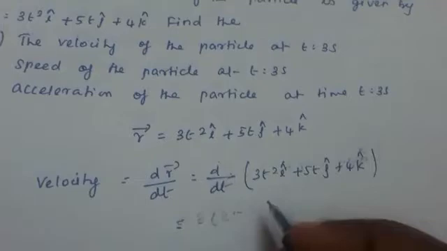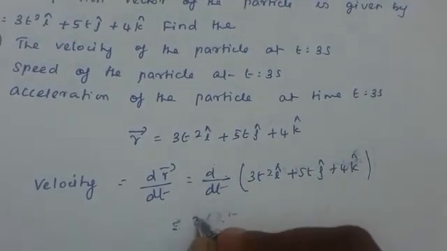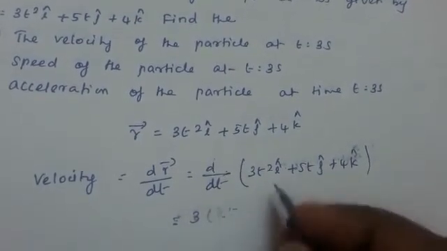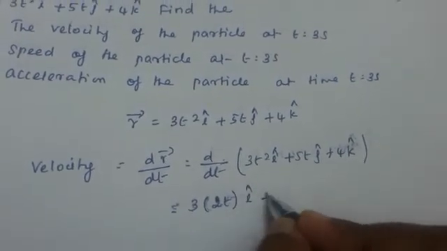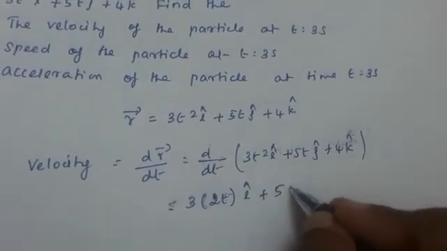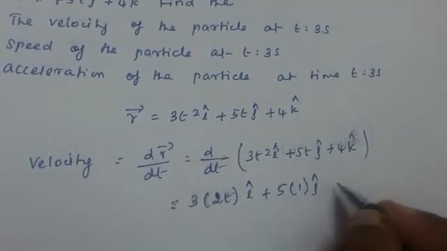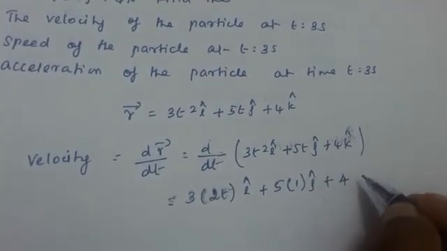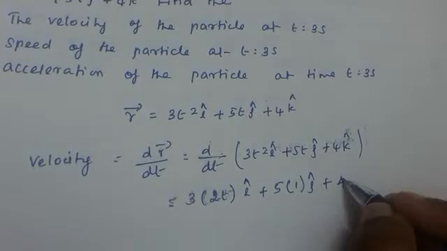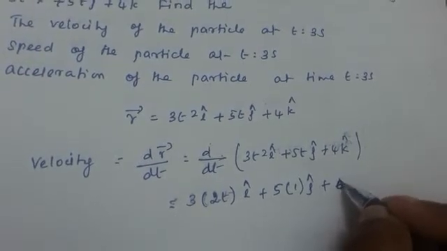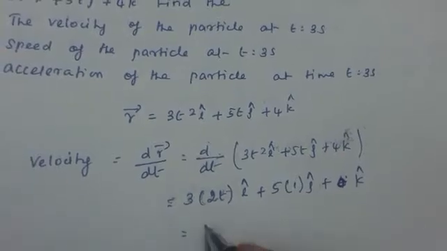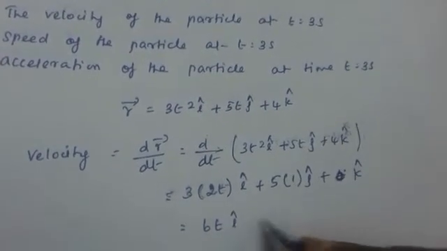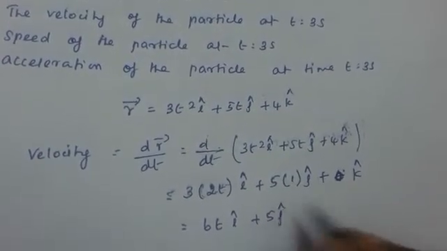Now we are going to differentiate. Differentiation of 3 is a constant, so we can write it. Differentiation of t square is 2t, so 2t into i vector plus 5 into differentiation of t is 1, 1 into j vector plus 4 into, differentiation of 4 is a constant, so it is 0, 0 k vector. So this can be written as 6t i vector plus 5 j vector.